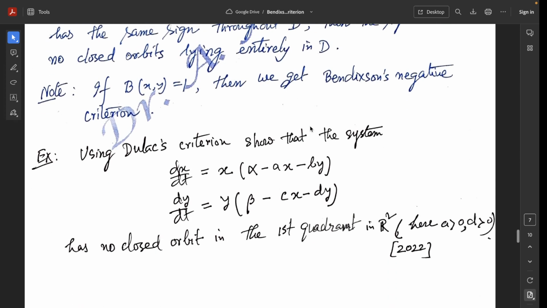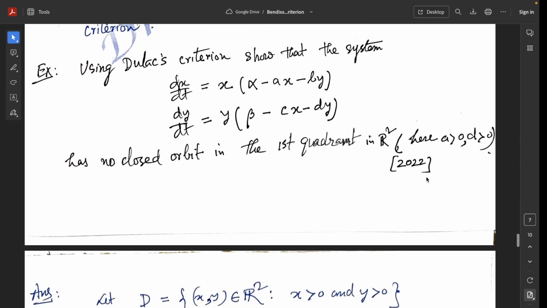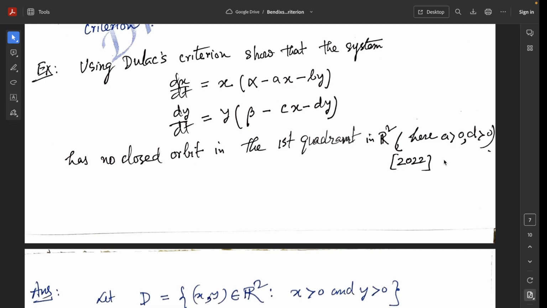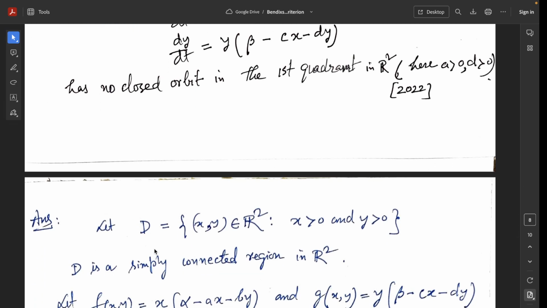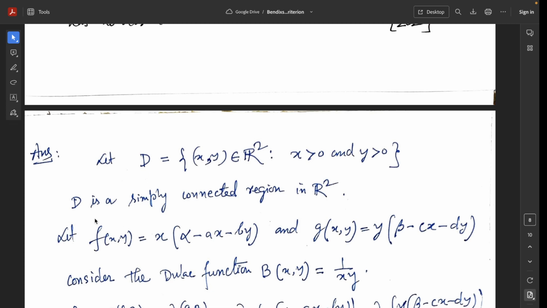Example: using Dulac's criterion, show that the system dx/dt equal to this, dy/dt equal to this has no closed orbit in the first quadrant. Here, A is greater than 0 and D is greater than 0. Let D be the set of all ordered pairs (x, y) belonging to R2 such that x is greater than 0 and y is greater than 0. Actually, D is the first quadrant in the R2 xy plane. Obviously, D is simply a connected region in R2.